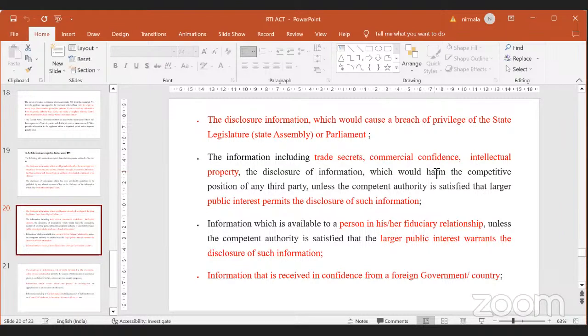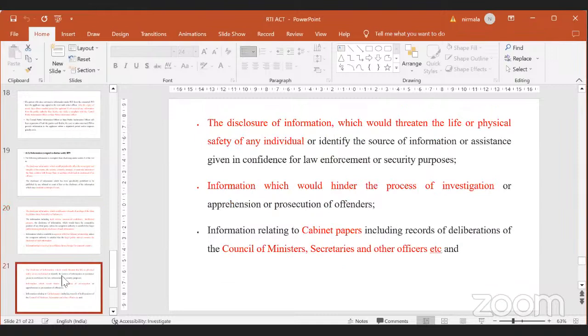Information which is available to a person in his or her fiduciary relationship, unless the competent authority is satisfied that the larger public interest warrants the disclosure of such information. Information that is received in confidence from a foreign state also will not be disclosed to the RTI applicant. The disclosure of any information that would threaten the life or physical safety of an individual, or identify the source of information or assistance given in confidence for law enforcement or security purposes, also cannot be disclosed to the RTI applicant. And information which would hinder the process of any investigation or cause apprehension or prosecution of offenders cannot be disclosed to the RTI applicant.